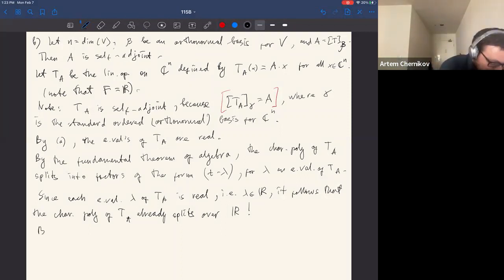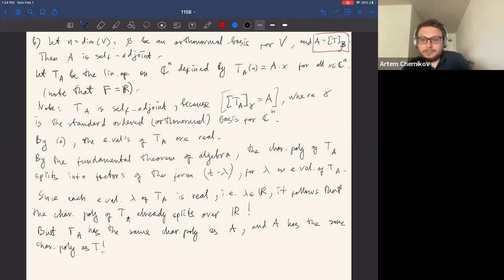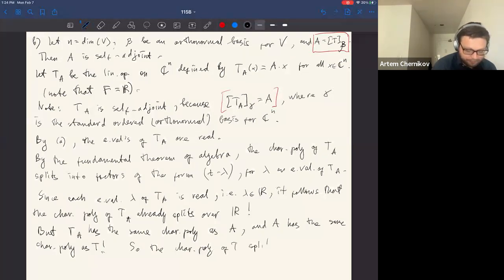But also note why this helps with the original question, because we know that T_A has the same characteristic polynomial as A. And remember, the matrix A was defined to be the matrix representing the original operator T. So A has the same characteristic polynomial as T. Because of this, we can conclude that the characteristic polynomial of T splits, as wanted.